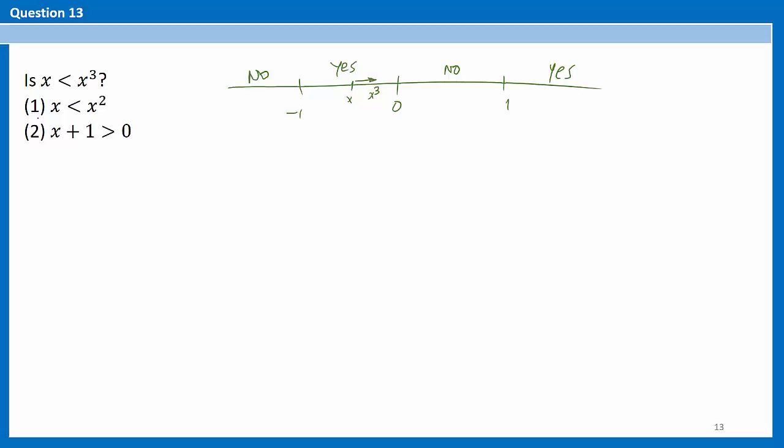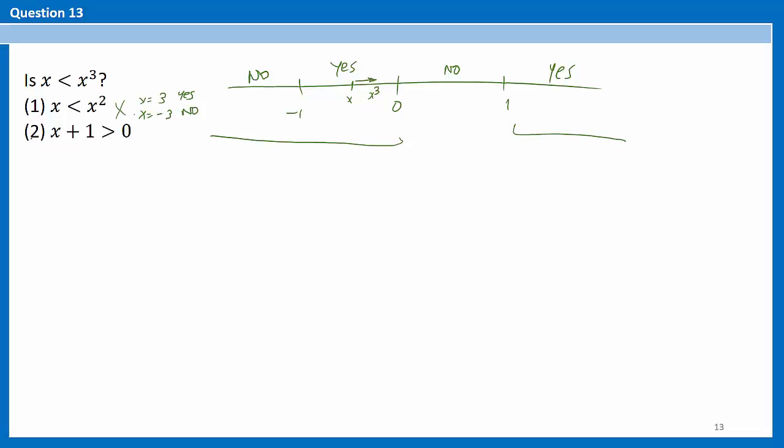So statement 1 says that x is less than x squared. And that is true if x is greater than 1. And if x is negative, any negative is less than the square of the negative. So it answers yes here, it answers yes here, but it also covers this area which answers no. So statement 1 is not sufficient. If I wanted to put some values, I could say that x could be 3, and it will answer yes. And x could be -3, and it would answer no.